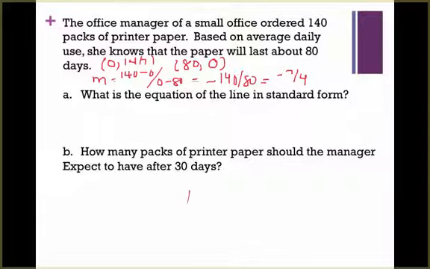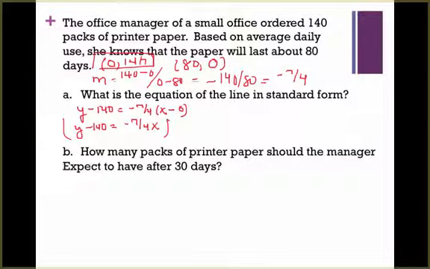Now, to put that in standard form, we really need to start with one of our other forms and then rewrite our answer into standard form. So let's use point-slope form. y minus, and let's use the ordered pair (0, 140), so y minus 140 would equal m, which is negative 7/4, times x minus my x point, which is 0. But now, if I distribute, I get negative 7/4 x. But in standard form, remember, we don't want the fractions. We want our a and our b to be integers, so we're going to multiply this entire equation by 4.